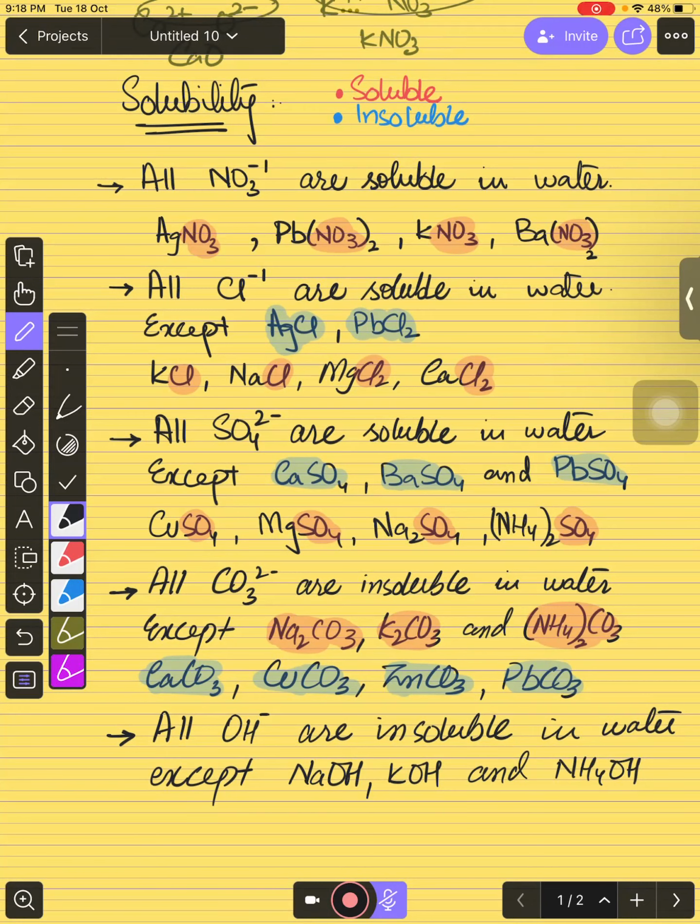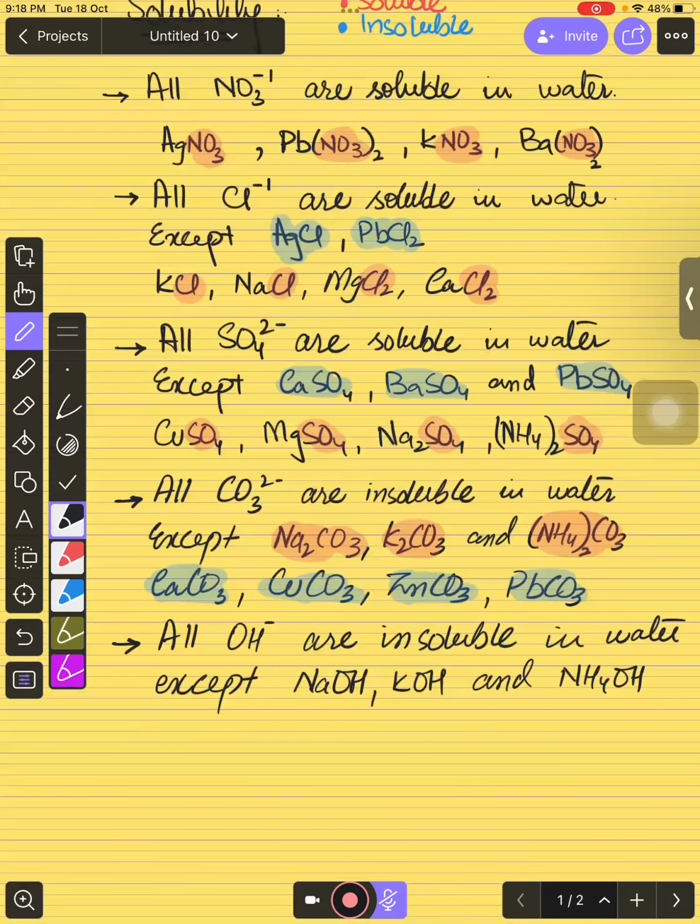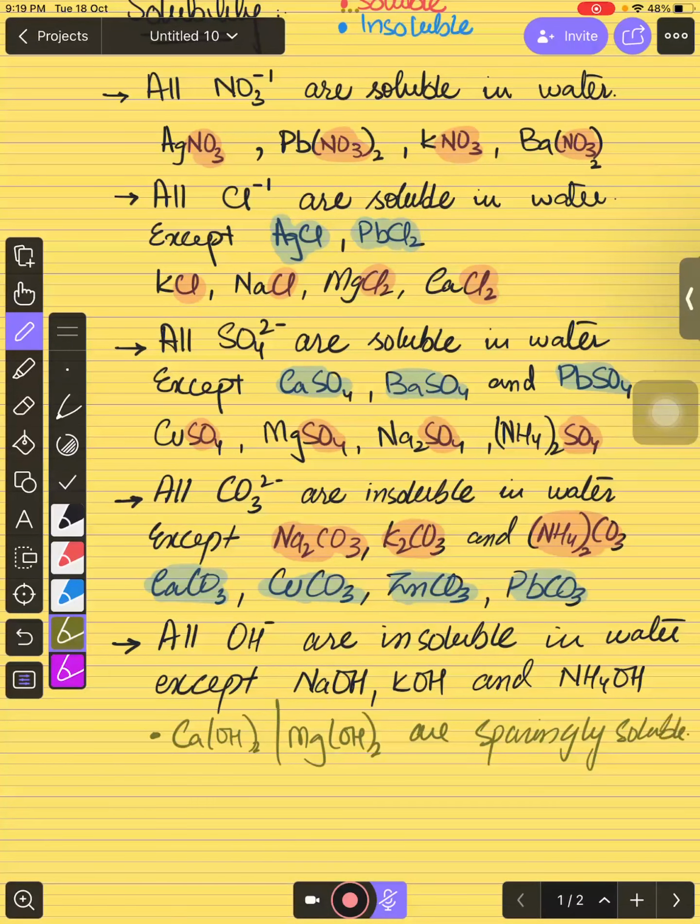No other hydroxide is soluble. And one more important thing, you need to note: calcium hydroxide and magnesium hydroxide are sparingly soluble. They are soluble only a very little in water. Sparingly soluble, very little, so we cannot take them as soluble. That is why we are not using these in the statement, right?